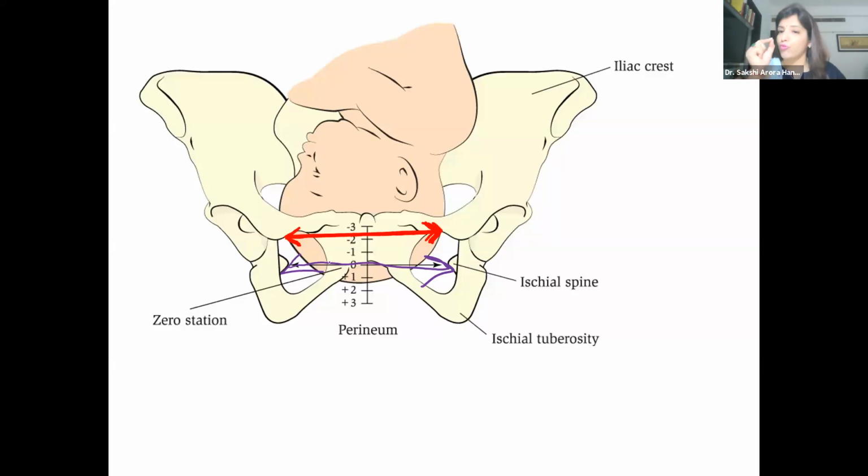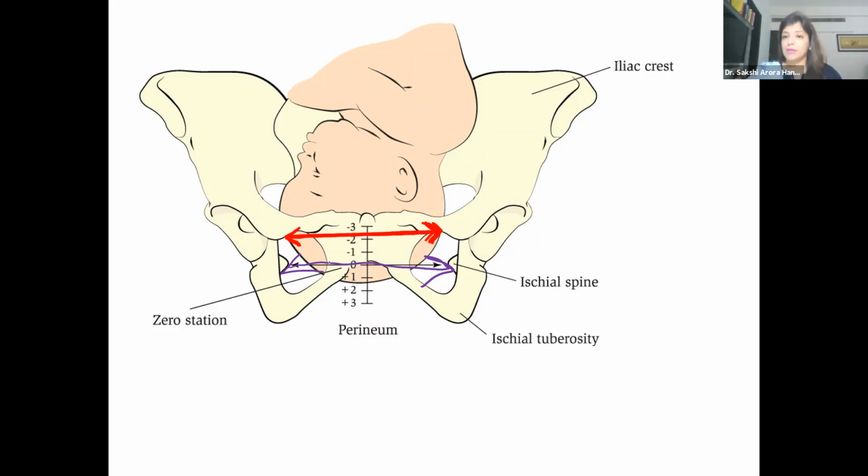The moment 2/5 of the head is palpable per abdominally, or less than 2/5 is palpable per abdominally, then we say the head is engaged. So for engagement, there are 2 criteria: per abdominal criteria or per vaginal criteria. Per abdominal criteria says when 2/5 or less than 2/5 of the head is palpable per abdominally, then we say that the head is engaged. And per vaginal criteria is that when the head is at 0 station per vaginally, that means the head is at the level of the ischial spine, then we say that the head is engaged, right?